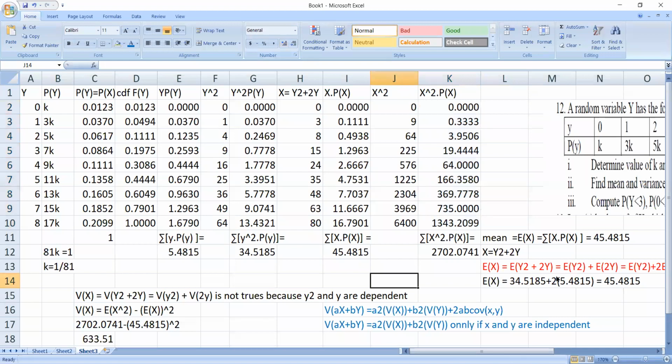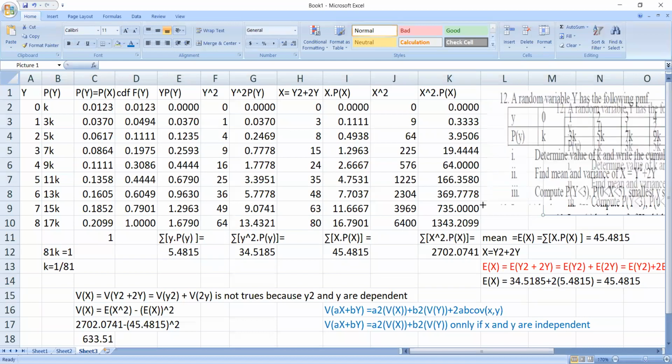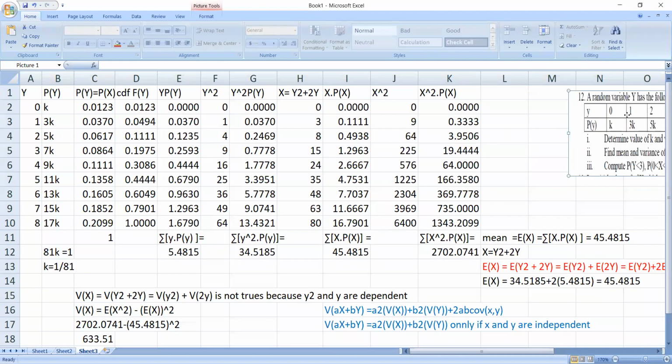Okay, any doubt or questions here? So I guess now you can answer the third part. We have already computed the probabilities, so you know how to do it.